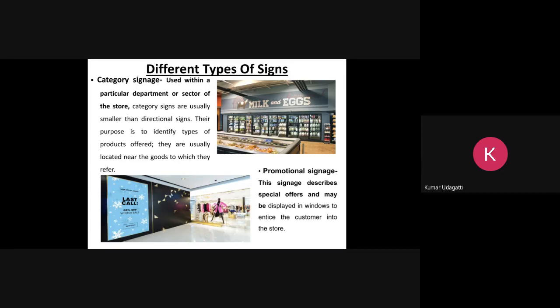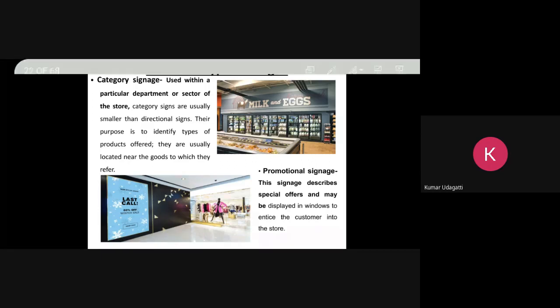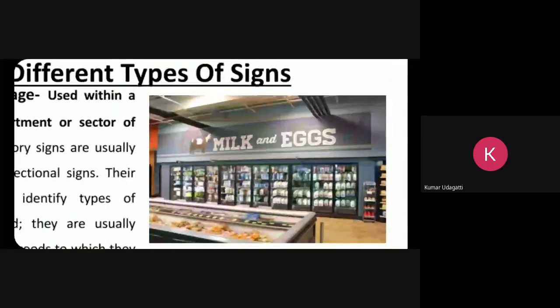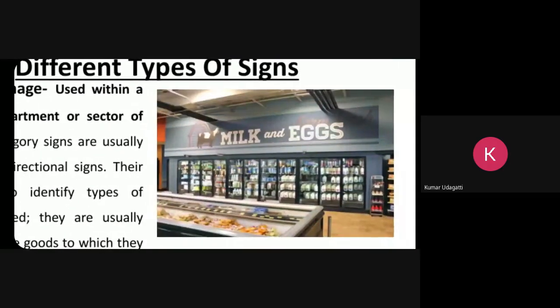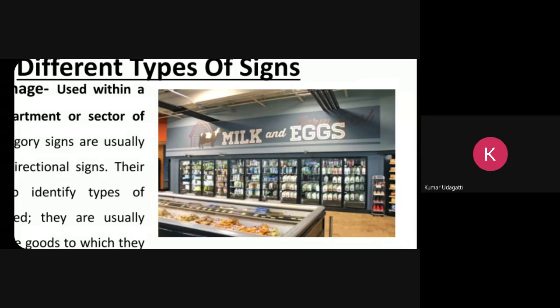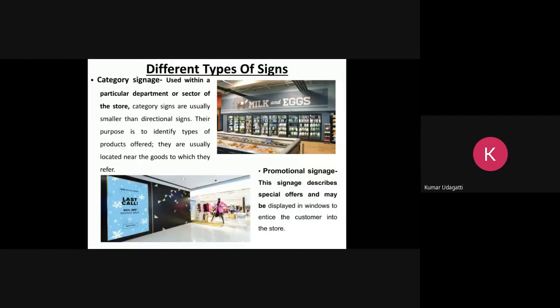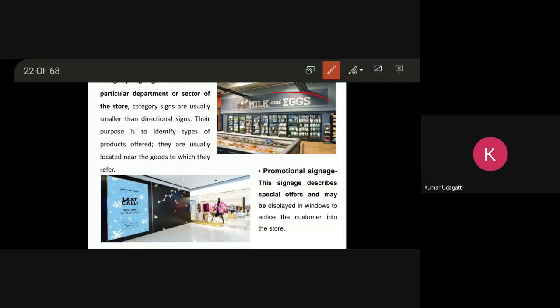If you see this picture, the milk and egg farm. Anything related to milk products and the products related to eggs, those are kept in this particular section. If you see that, milk and eggs, this is the signage. Easily people can identify these related products are here.